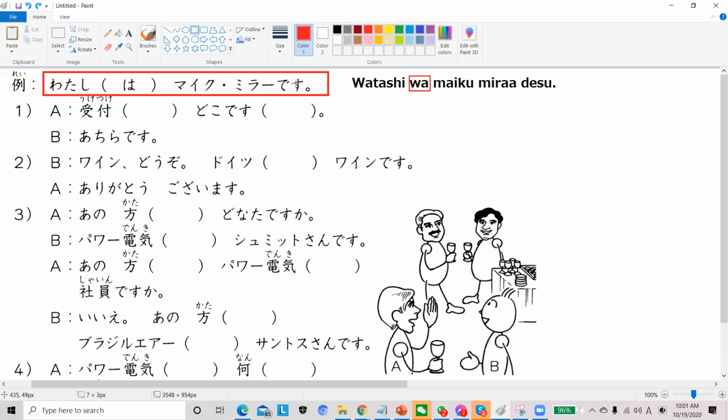Review with this particle. Our particle wa is for our topic marker. Let's go with number 1 here and try to find out the correct one. But before that, let's read.